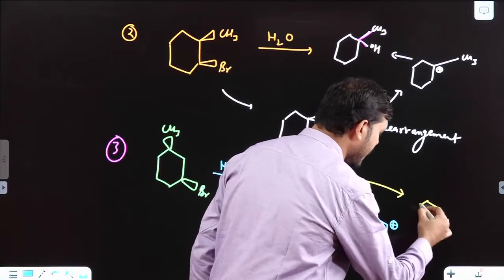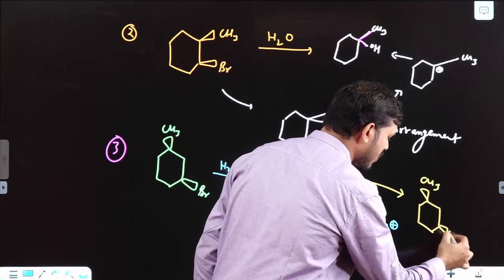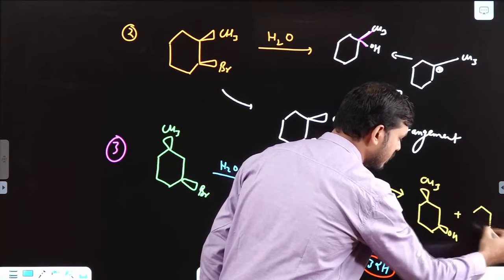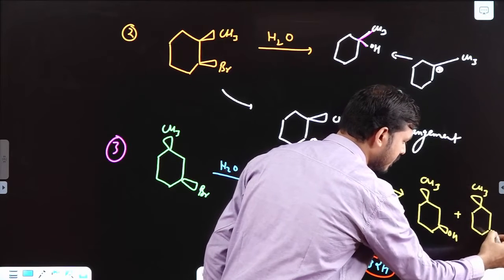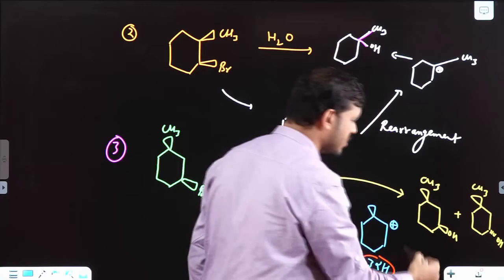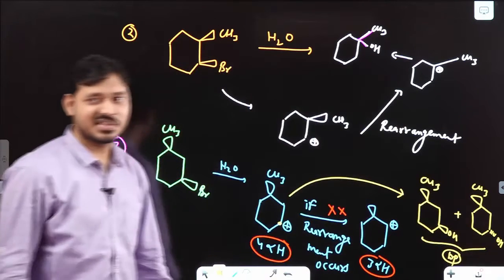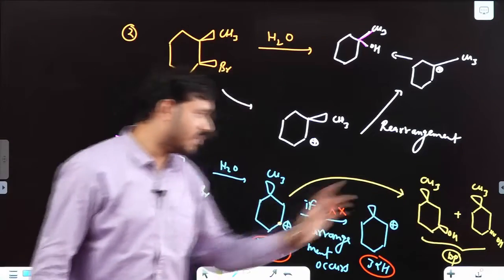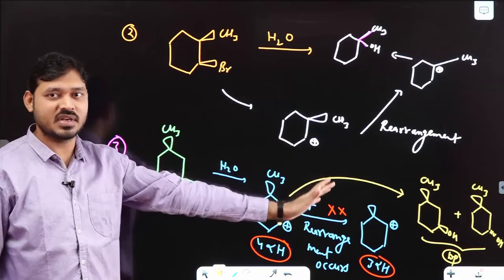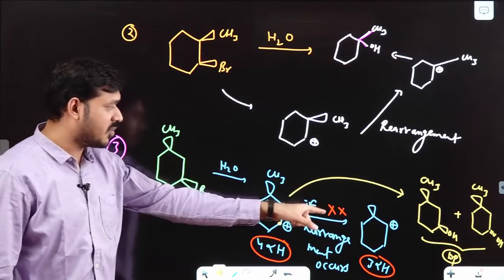The products will be CH3 OH plus CH3 OH. So these are your desired products. Okay, so dear students, these two are the possible products formed in this reaction. Clear? Now here one more point I told, no rearrangement possible.